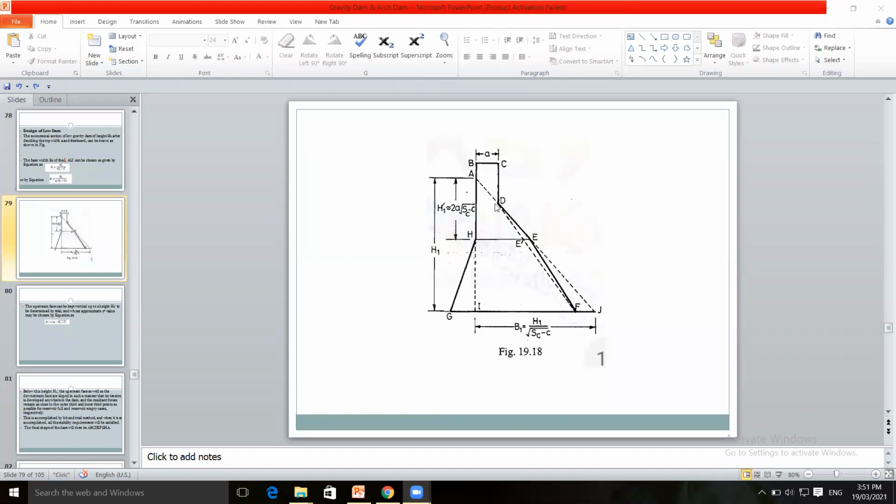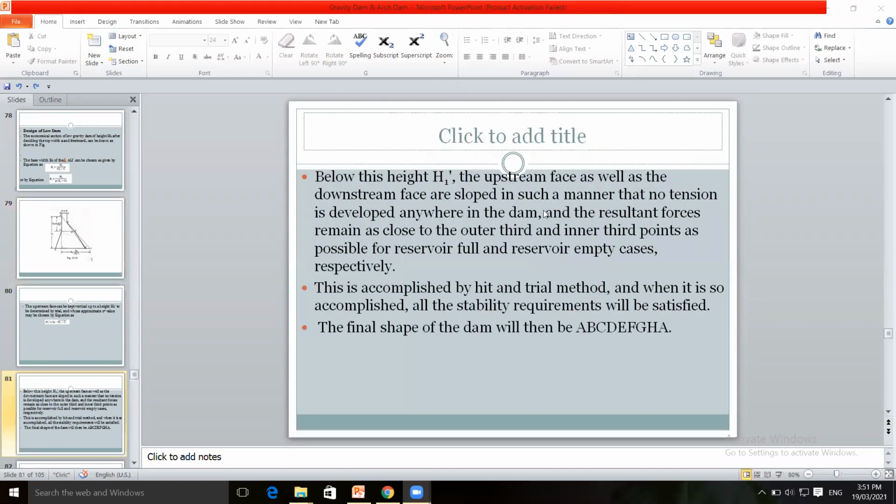And also on the downstream side, this J is shifted to F. That we have seen, and the resultant forces remain as close to the outer third and inner third points as possible for reservoir full and reservoir empty cases. We have seen where the resultant forces will act when the section of the dam is changed, when the freeboard and top width are provided, and how the resultant changes its direction.